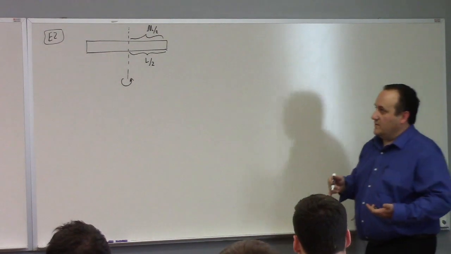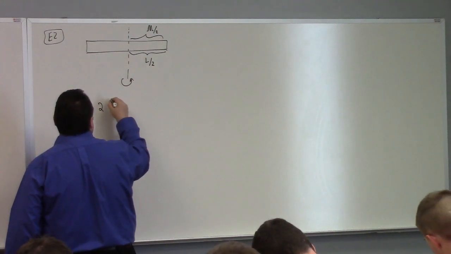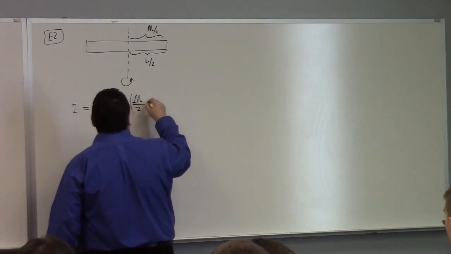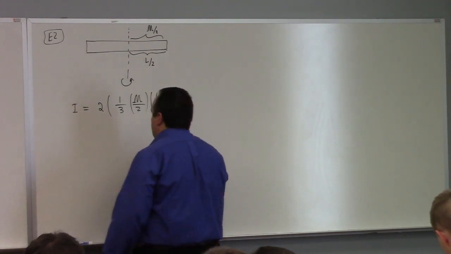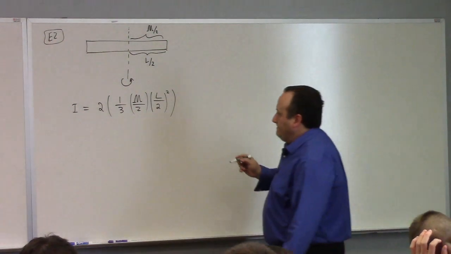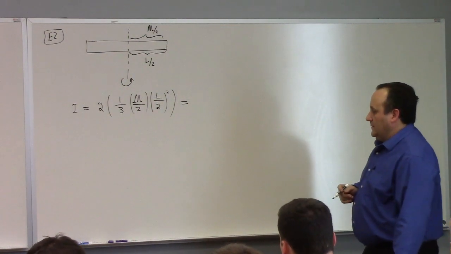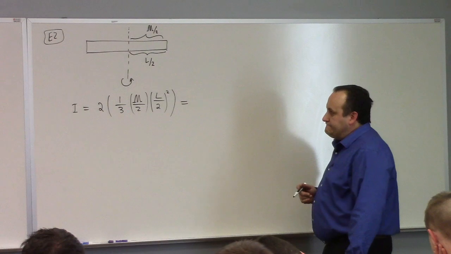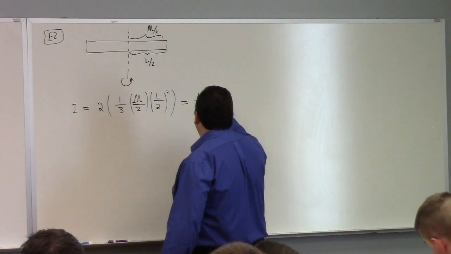By symmetry, the moment of inertia in this situation is twice 1/3, the mass is M over 2 here, and L is L over 2, squared. So I'm using example 1 to do example 2. And what's that work out to? I think I got 1/12 M L squared here.